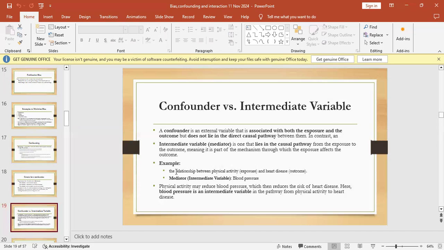For example, in the relationship between the physical activity exposure and heart disease outcome, the mediator would be blood pressure. As physical activity reduces blood pressure, which then reduces the risk of heart disease. Here, blood pressure is an intermediate variable in the pathway from physical activity to heart disease, as normal blood pressure also has a direct effect on lowering heart disease.